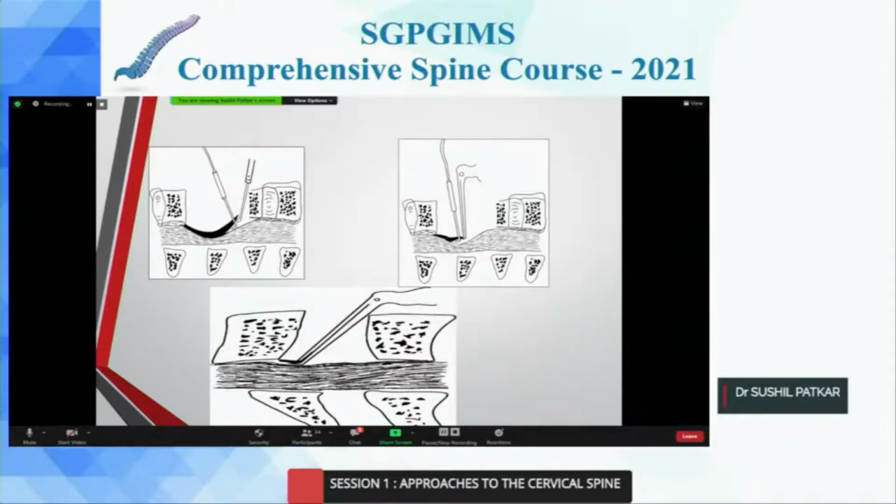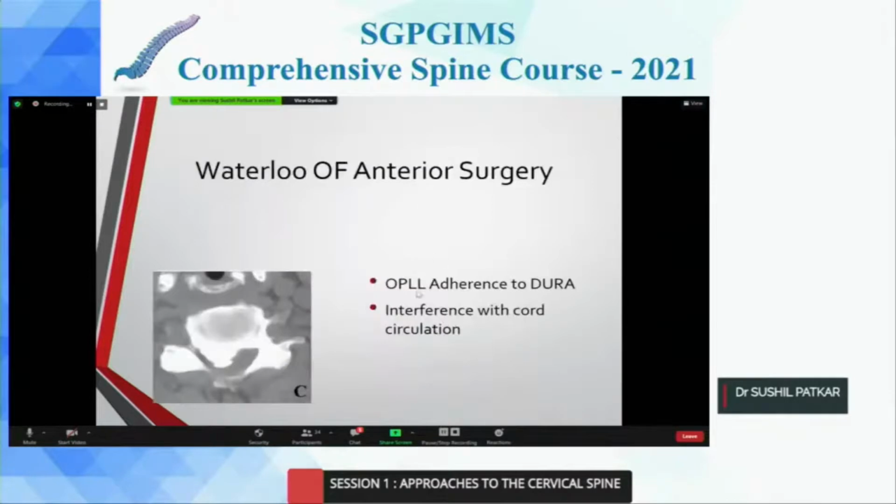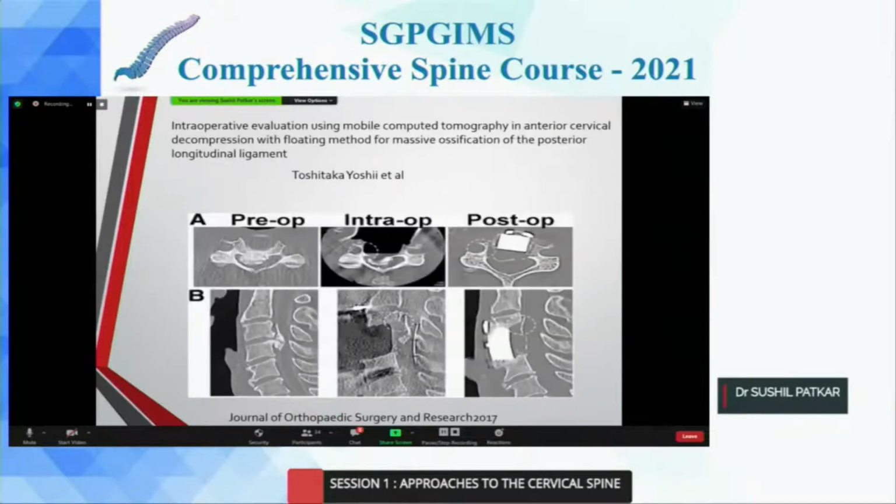There can always be a difference in opinion, because I do not believe that we should take the drill right down to the dura, because the incidence of dural tear can increase. So these are examples. You can see another patient with a lot of bone graft inside and with fusion. The Waterloo for anterior surgery is OPLL adherence to dura and interference with cord circulation. People have done intra-op CT scans also to confirm whether they have done good decompression.